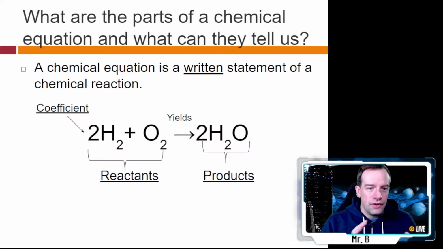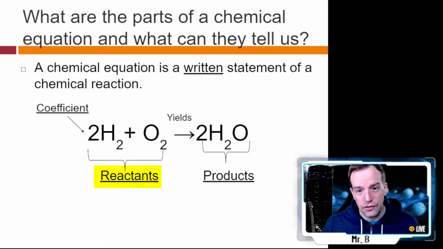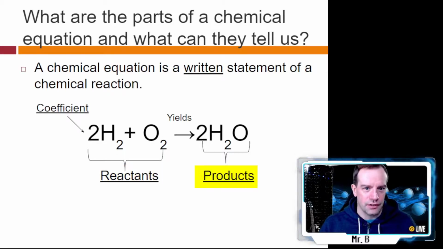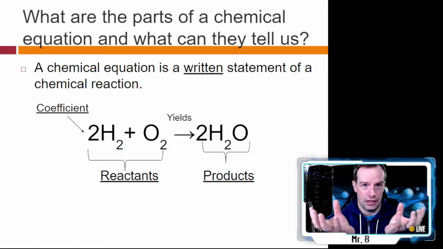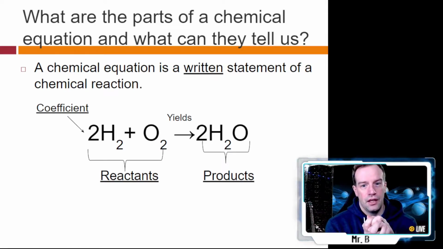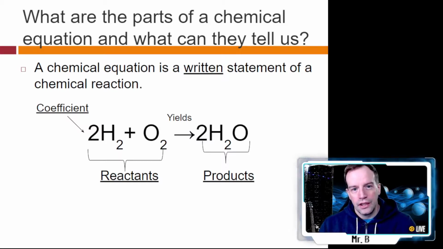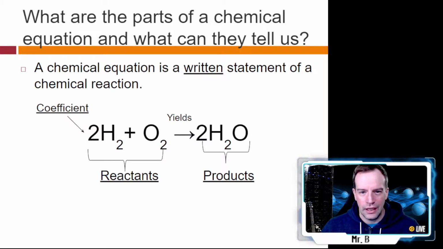So this is a chemical equation, and the left side has the reactants, and the right side has the products. In this case, we're taking hydrogen and oxygen, and we're combining them together and synthesizing a product called water. Let's take a look at this and talk about what's happening.